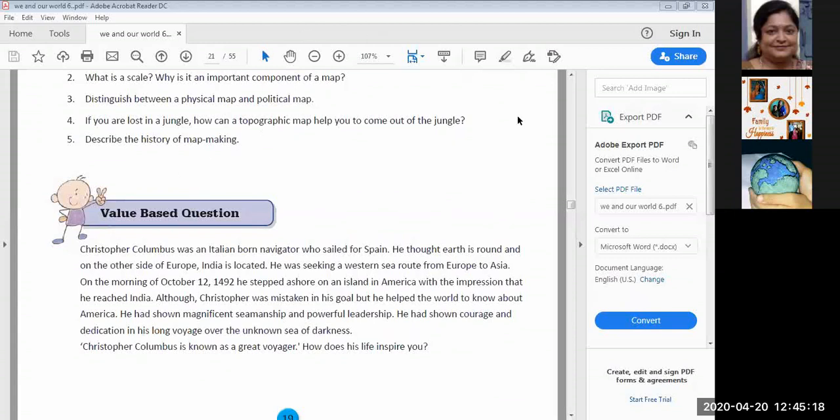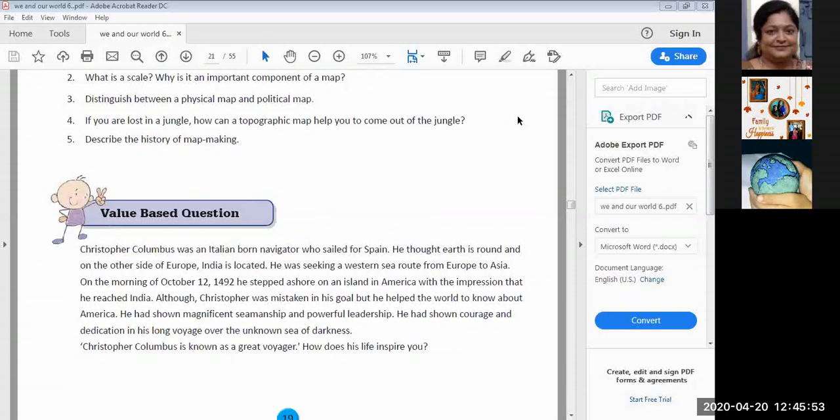He thought that the earth is round, and on the other side of Europe, India is located. First assumption was correct, earth is round. But he thought the other side of the earth, which continent is there? Europe. And he said India is located there. He was seeking a western sea. He took a western sea route from Europe to Asia. Started moving from Europe to Asia.